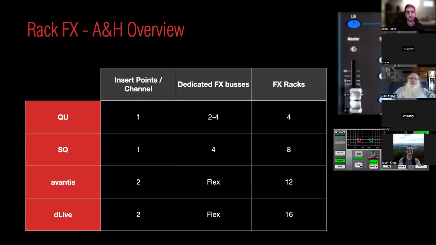So here's just an overview of the capabilities of all our different console series in terms of effects racks. So Q and SQ, you'll see both have one insert point per channel. And DLive and Avantis actually have an insert A and an insert B on every single input channel. So that's kind of cool. You can have multiple effects inserted. You can also use external hardware with your inserts. And you can use Waves plugins, things like that.